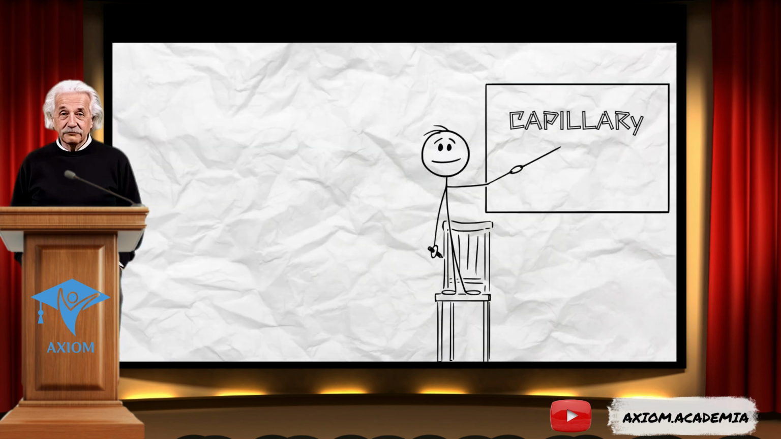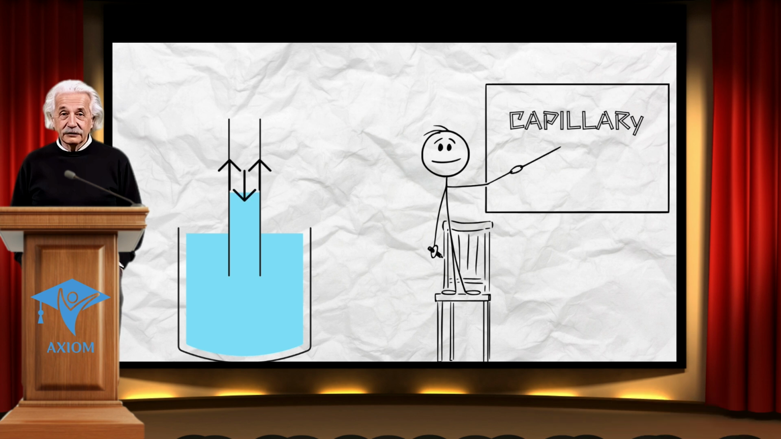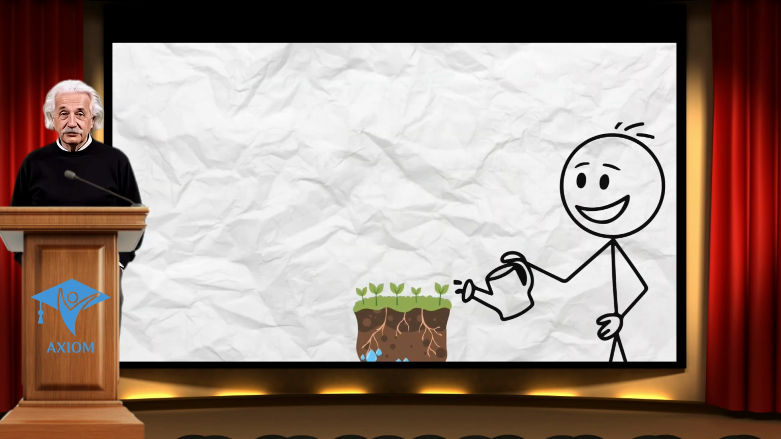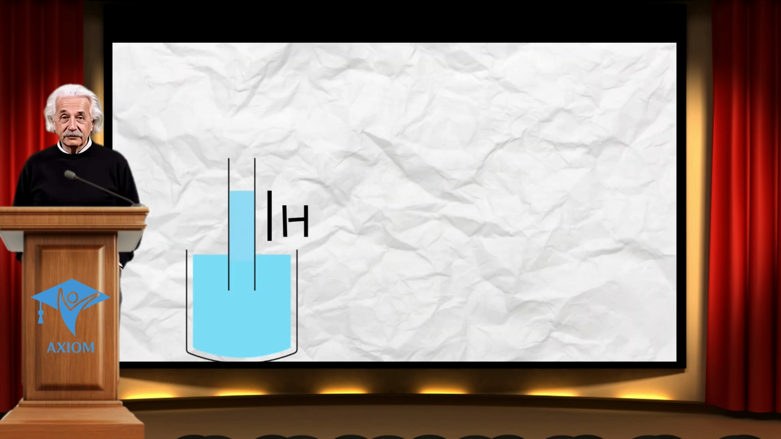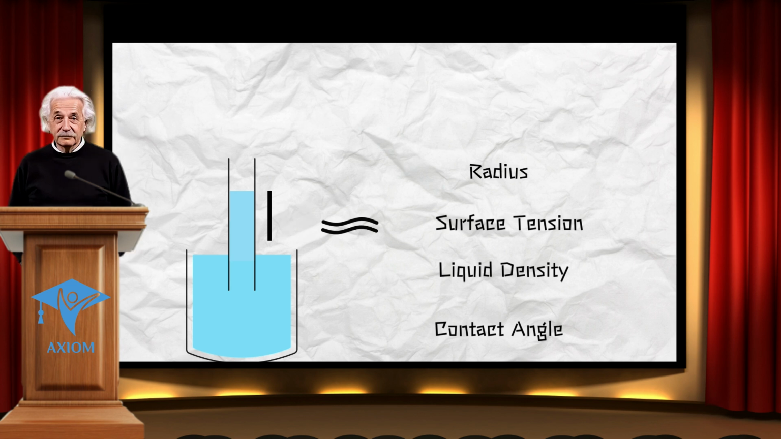Capillary action is another phenomenon, resulting from the interplay of cohesive and adhesive forces, causing liquids to rise in narrow tubes. When adhesion dominates, water rises from the soil into plant roots. The height a liquid rises in a capillary tube depends on factors such as the tube's radius, surface tension, liquid density, and contact angle with the surface.